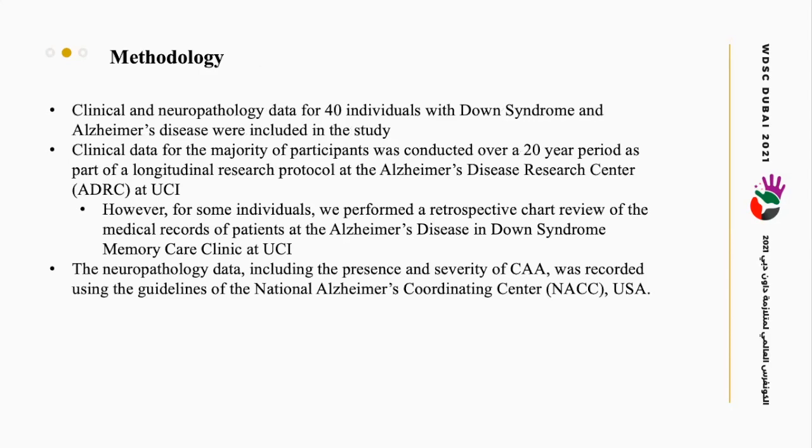Before we go into the hypotheses, I wanted to discuss our methodology really quickly. So we collected clinical and neuropathology data for 40 individuals with Down syndrome who had Alzheimer's disease out of a total of 51 individuals for whom we had partial or full data. Clinical data for the majority of our participants was collected over a 20-year period as part of a longitudinal research protocol at the Alzheimer's Disease Research Center, the ADRC, at UCI. However, for some of these individuals, we performed a retrospective chart review of their medical records for the patients at the Alzheimer's disease and Down syndrome memory care clinic at UCI.